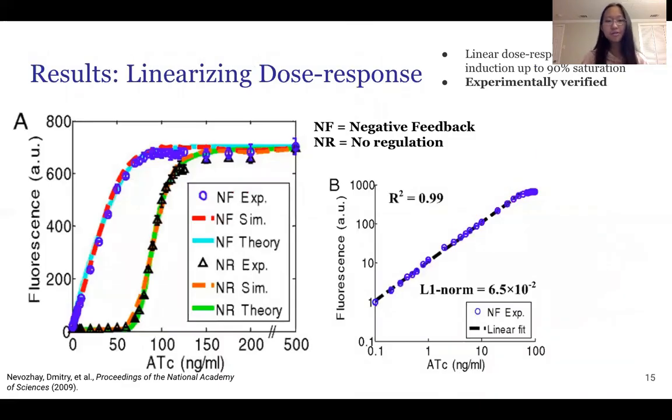So here are our results. On the left, we have our negative feedback system compared to the no regulation system. You can see here this blue and red line is with negative feedback involved. And this is obviously very good, it's linear, it has an R squared of 0.99, which is very high. The L1 norm is also very, very small. So we're going to see that this is a very effective system at inducing linearity.